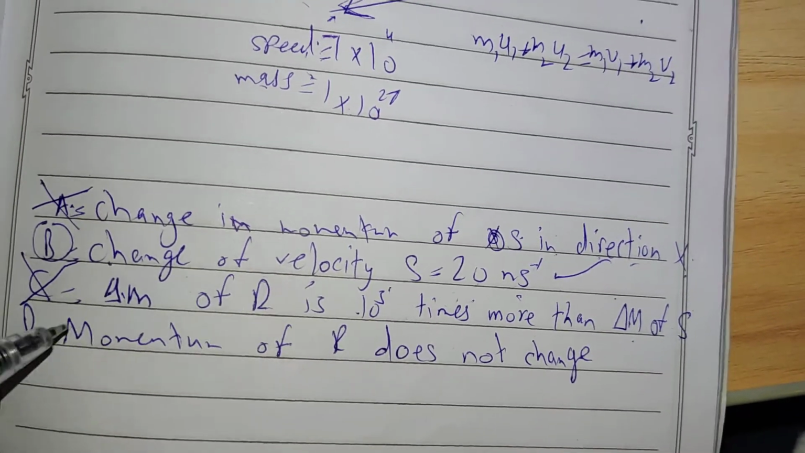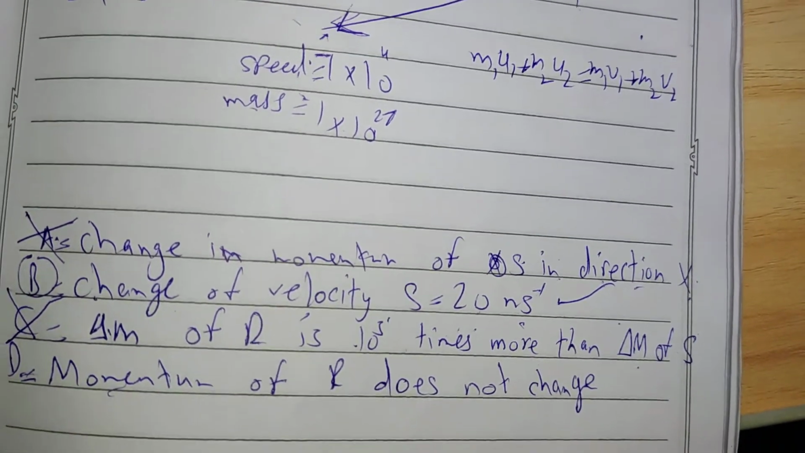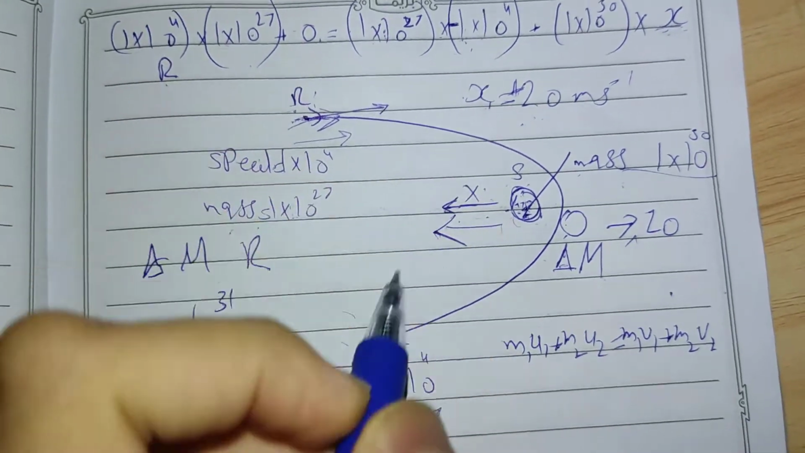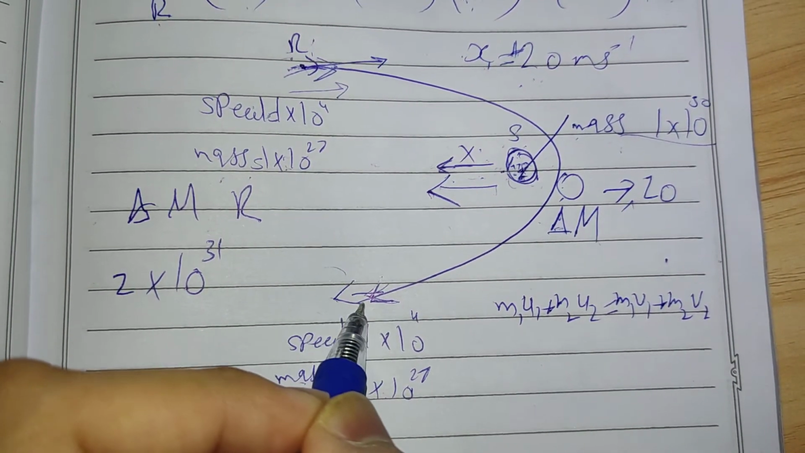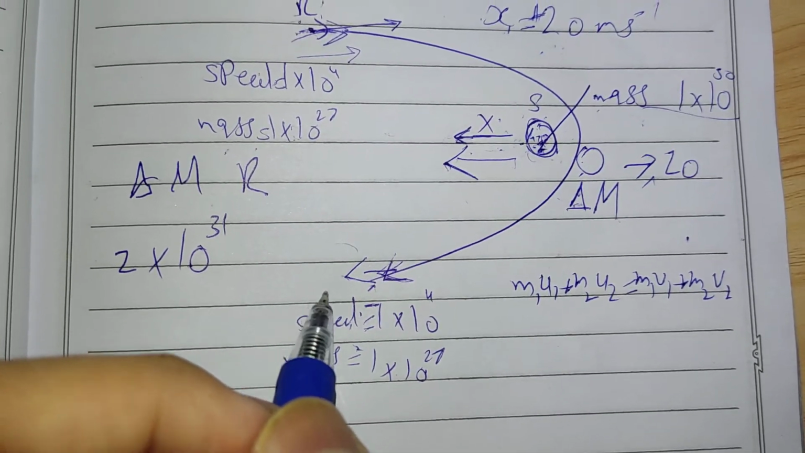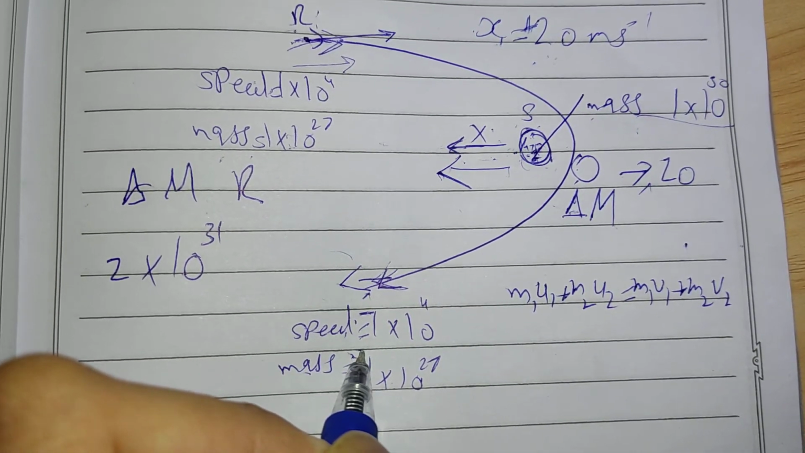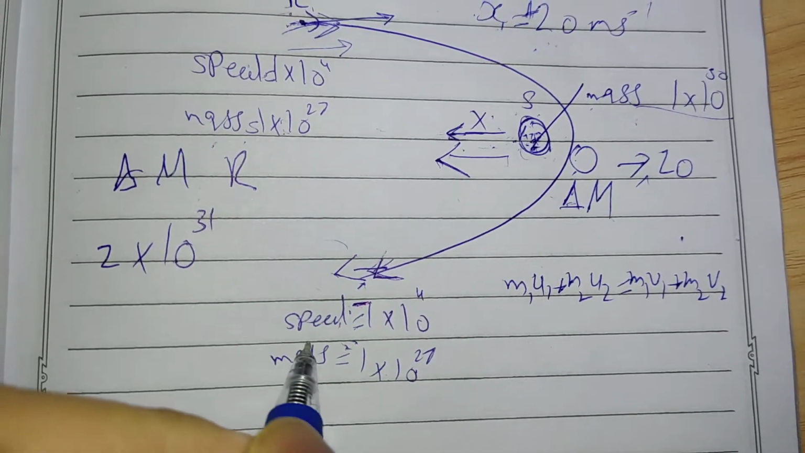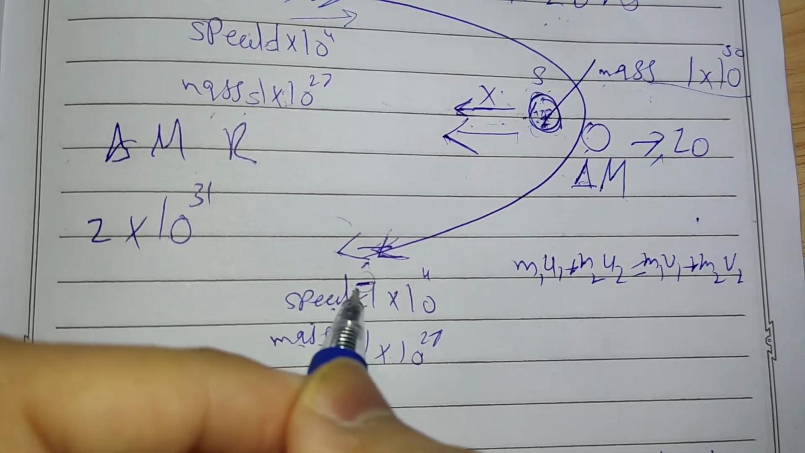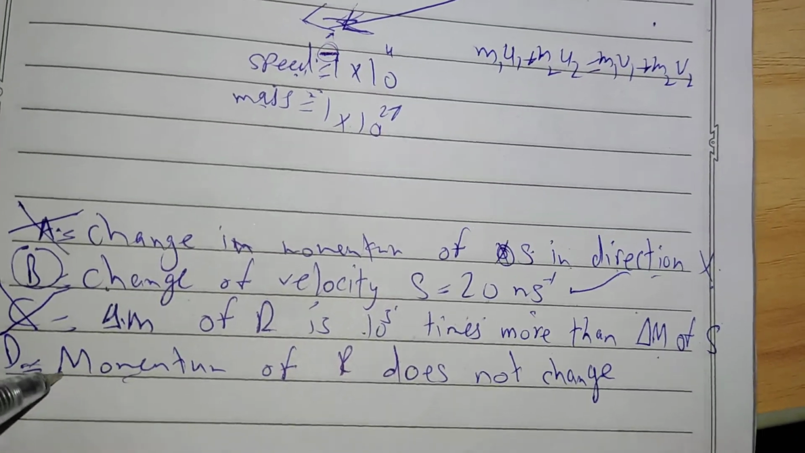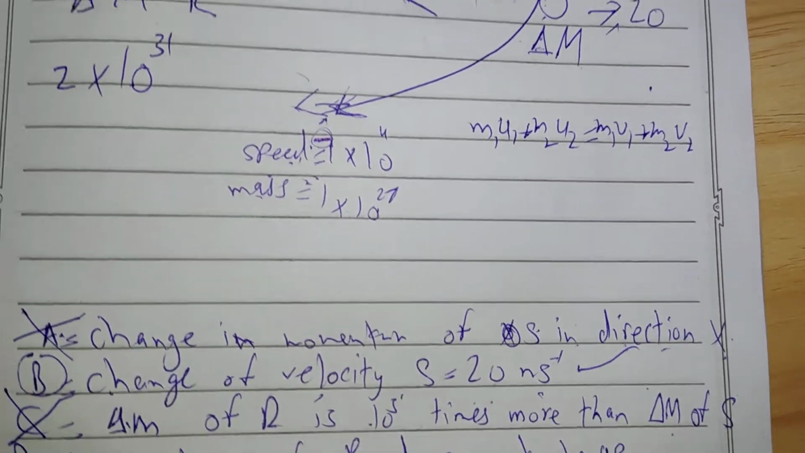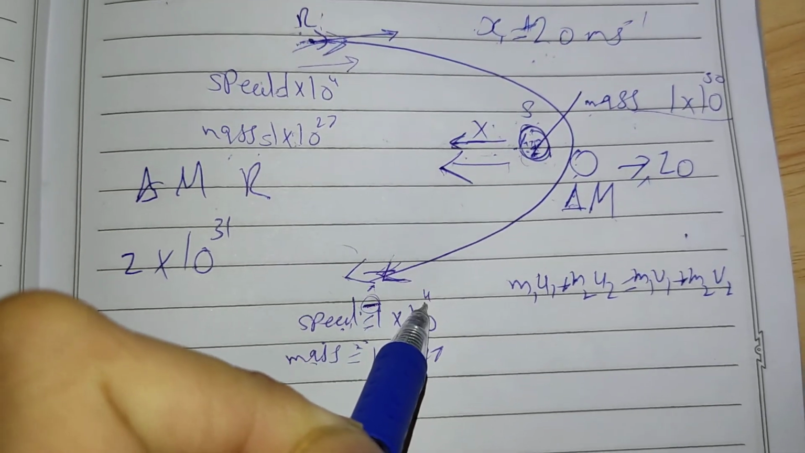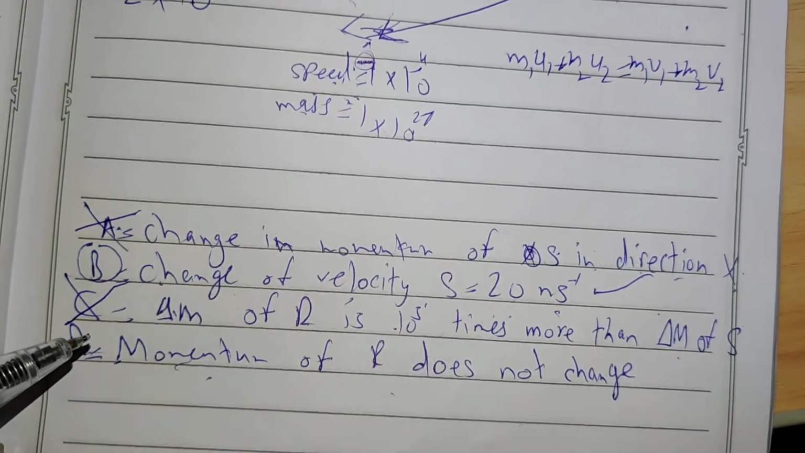Now, in D, they're saying that momentum of r does not change. Well, initially it was traveling this way, and now it's traveling this way. It's changed direction. So momentum would be negative here because this speed is negative. So the speed is changing to negative. If they told us that the magnitude of momentum of r does not change, then we could say that D is right. But since the direction changes, we know that this D is not going to be true.